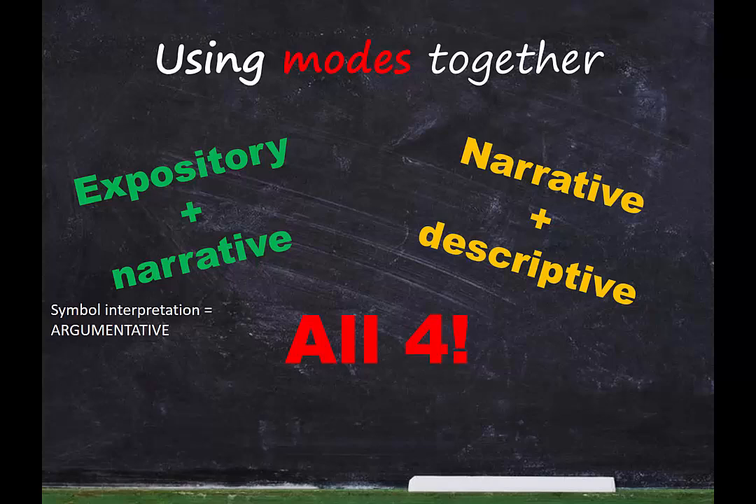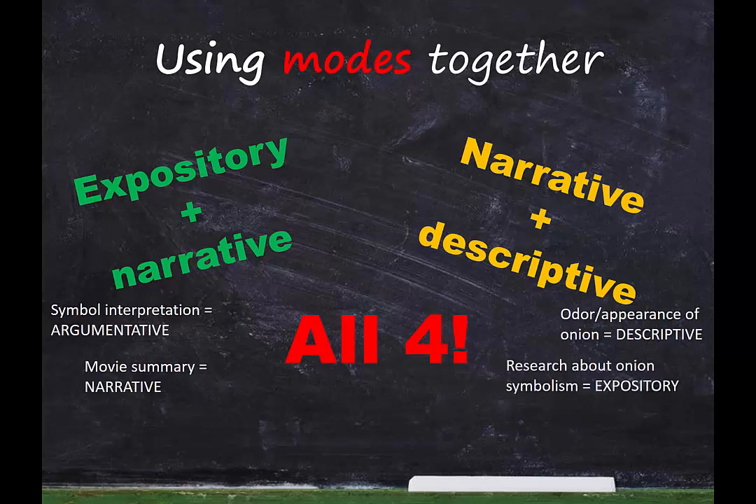But in the course of making your argument, you might summarize part of the movie. That's narrative. Then you might describe the odor and appearance of an onion. That's descriptive. You might even do a little research on what an onion often symbolizes. Explaining what you discovered in your research would be expository. But again, the dominant mode of your essay is still argumentative.